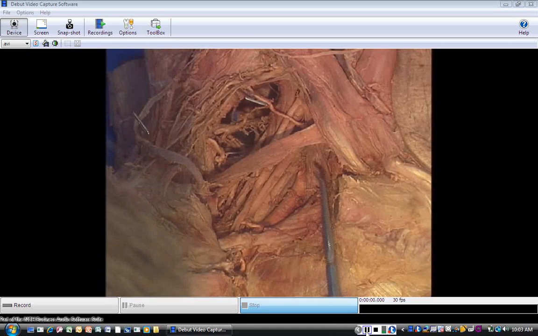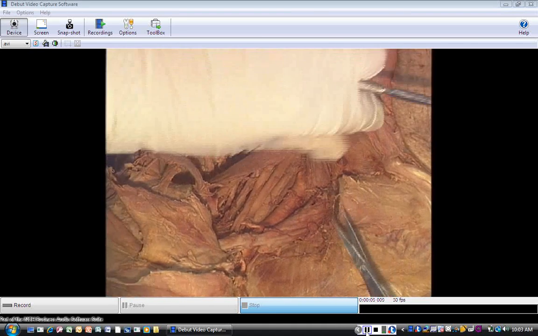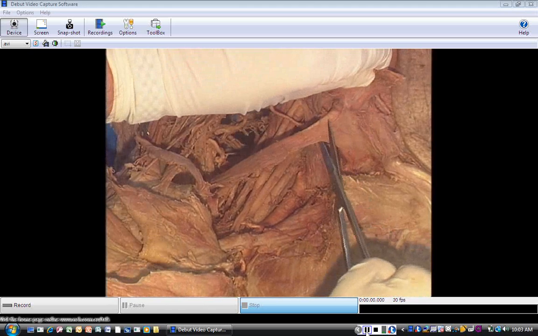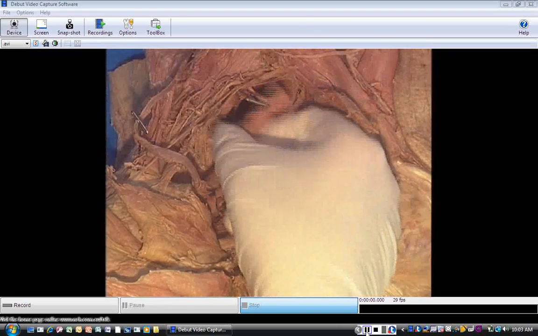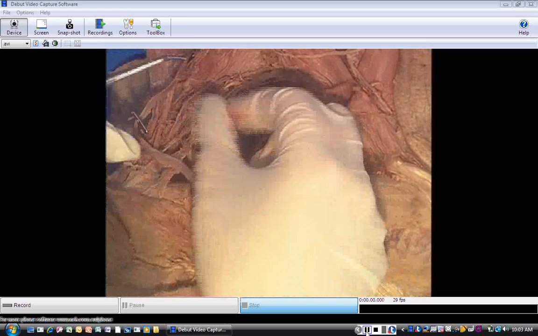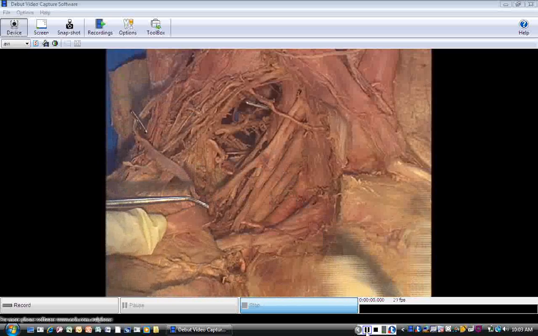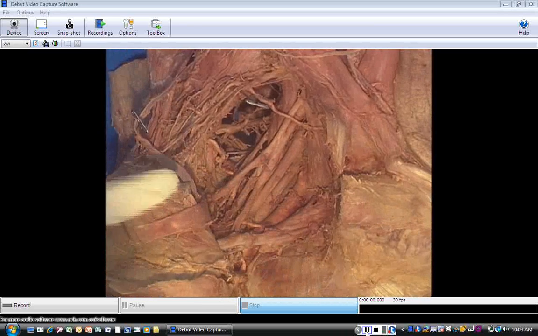Brachial plexus, and in order to visualize it more clearly, I'm going to cut the omohyoid close to the sternocleidomastoid and reflect it. I think I might need a T-pin to hold that in place. Or I can hold it with my finger.